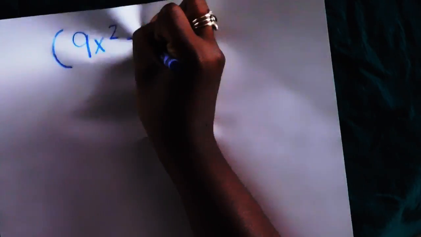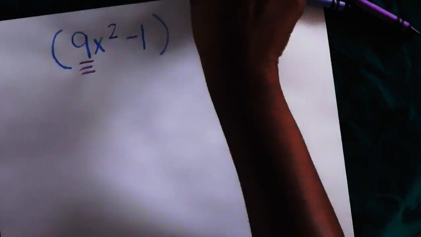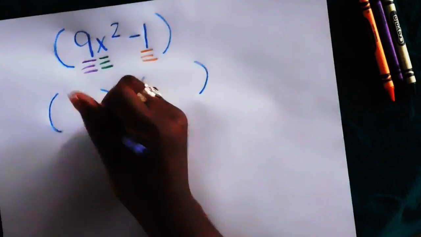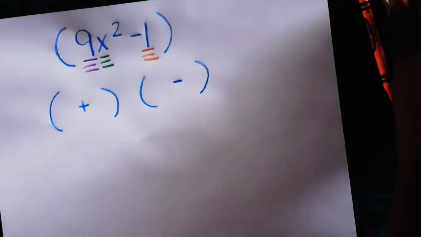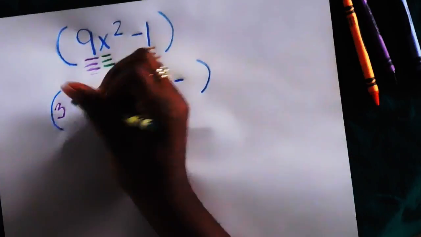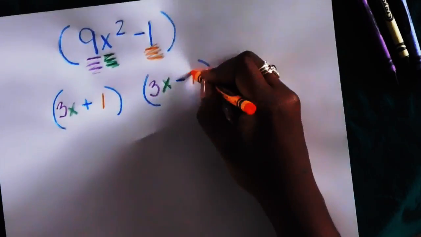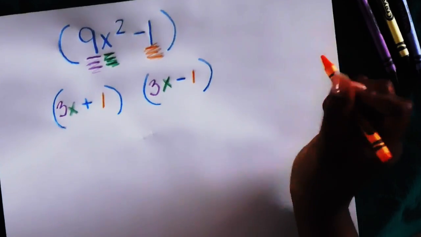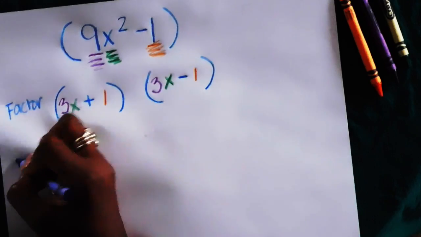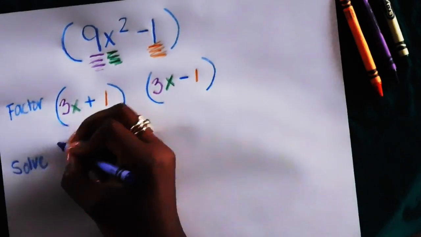So here we have 9x squared minus 1, and it's the difference of two squares because there's a difference, the subtraction, and 9 is a perfect square, 1 is a perfect square, and x squared is a perfect square. So notice I'm using some colors. 3 times 3 equals 9. So where the 9 went, instead of 9, we're going to put 3's. And the same thing goes for the x squared. The x is x times x equals x squared. And then the 1 times 1 equals 1.